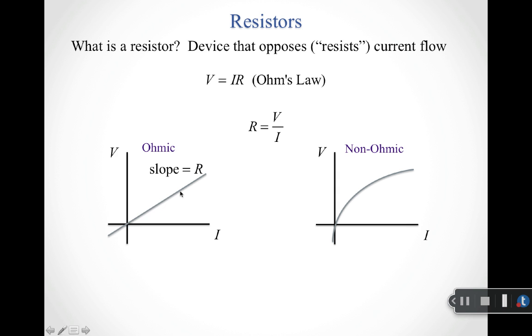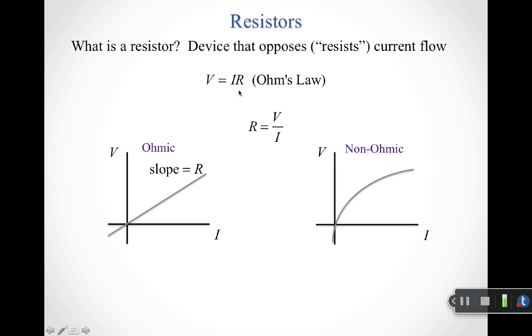For ohmic materials, when you plot the voltage versus the current, you can think of this as the equation for a line: y equals m x plus b, where the resistance is your slope, x is what's on our x-axis, and the y-intercept b is 0, which is why this goes through the origin. So on a plot of voltage versus current, the slope, the resistance, is constant for ohmic materials. For non-ohmic materials, it changes.